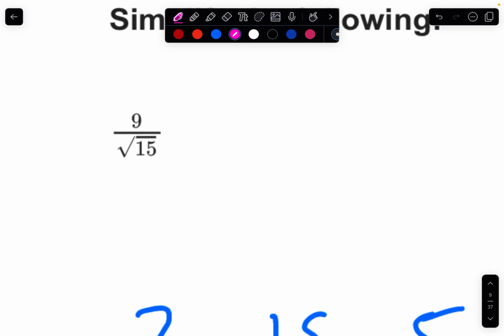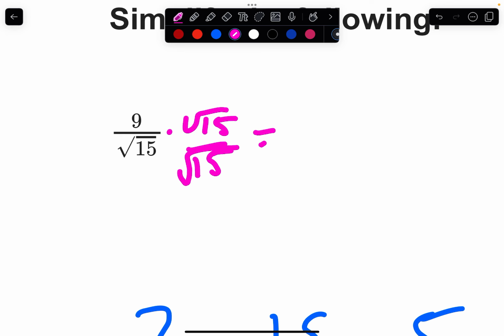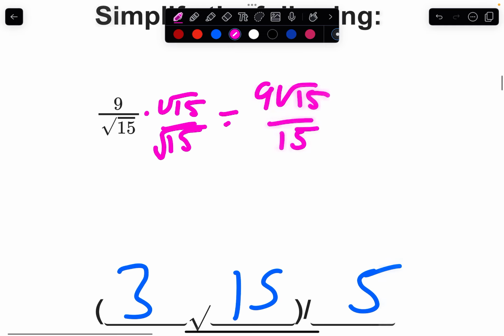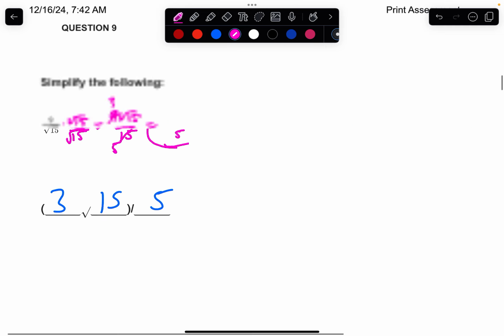Simplify the following. So reduce if you can. Nothing here reduces. You cannot reduce a whole number with a radical. Can't do it. But we can go ahead and multiply the top and bottom by root 15. That gives us 9 root 15 over whole number 15. Now we look again. Can you simplify the radical? Can you reduce? Yes. 9 and 15 reduces to 3/5. So that is 3 root 15 over 5.